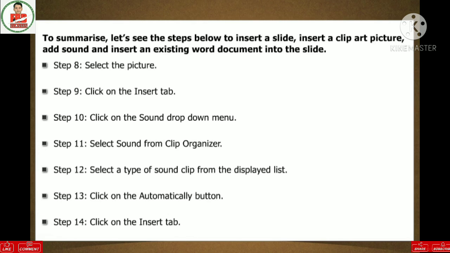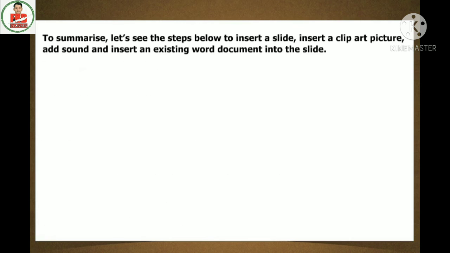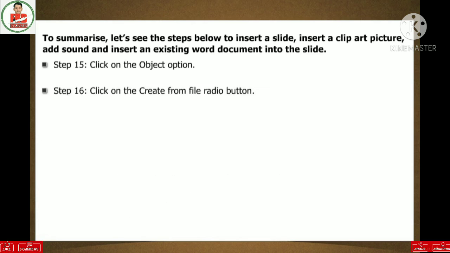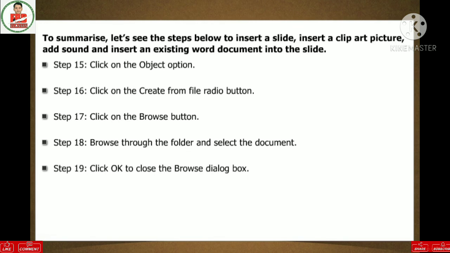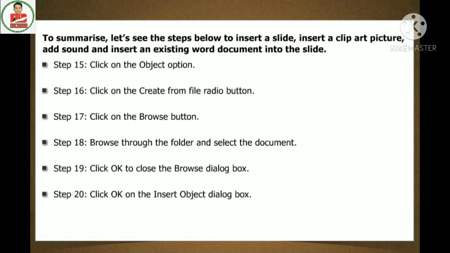Step 14. Click on the Insert tab. Step 15. Click on the Object option. Step 16. Click on the Create from File radio button. Step 17. Click on the Browse button. Step 18. Browse through the folder and select the document. Step 19. Click OK to close the Browse dialog box. Step 20. Click OK on the Insert Object dialog box.